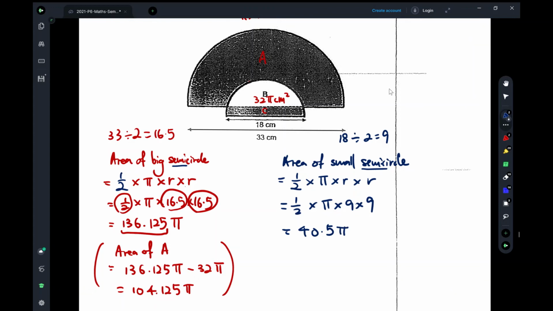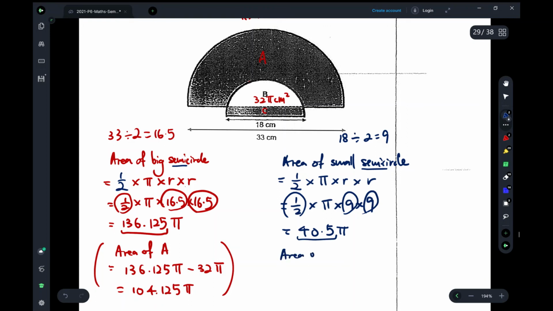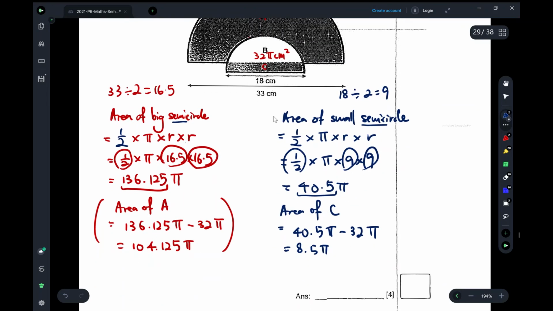Okay, don't forget about your pi. So multiply this with the calculator and top it up with the pi. So this is the area of the semicircle. In order to find the area of C, that is 40.5 pi minus away 32 pi. That's 8.5 pi.